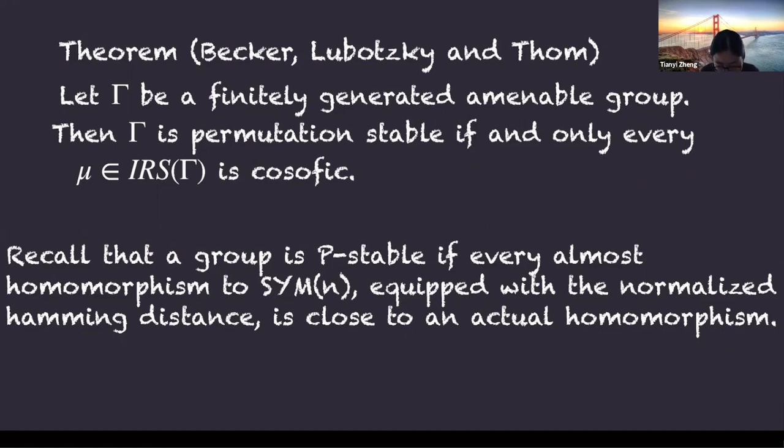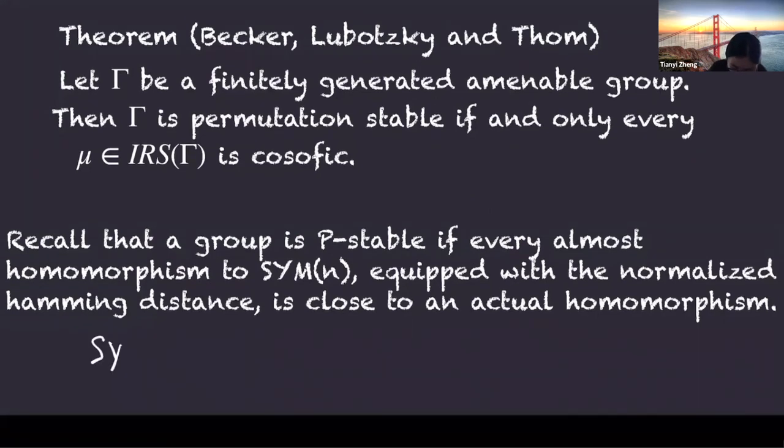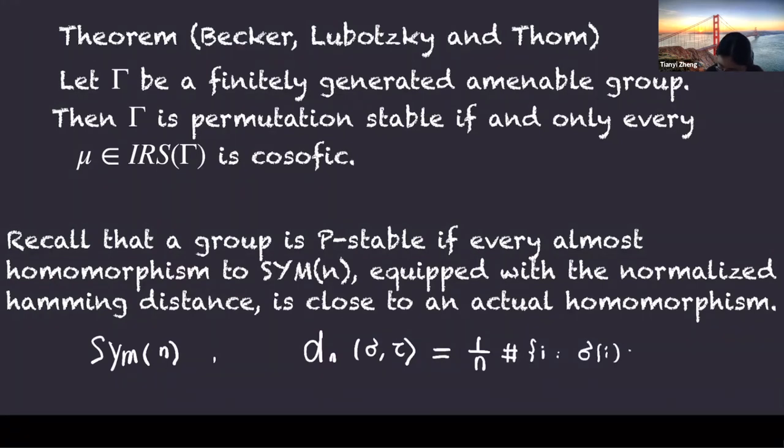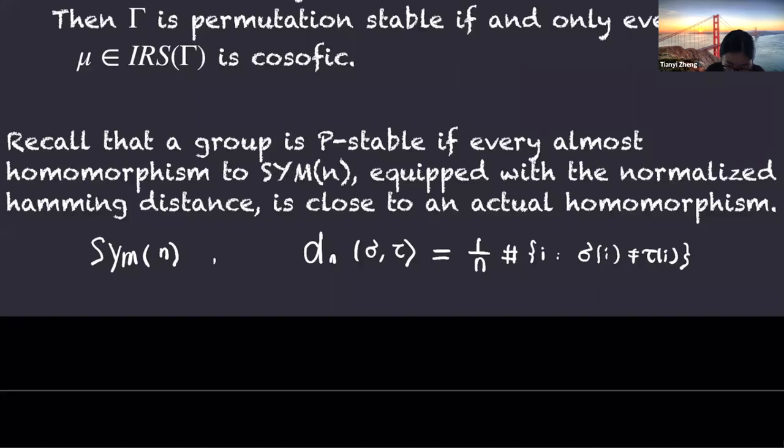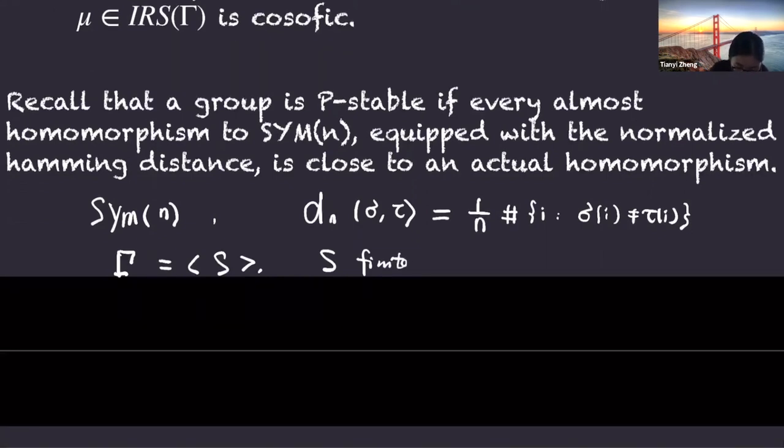The stability notion discussed here is permutation stability. So you consider the symmetric group Sym(n) on n objects and the normalized Hamming distance. The distance between two permutations is 1 over n times the number of points where they are different. Then take a group gamma, and let's assume it's finitely generated. A sequence of almost homomorphisms means that you have, say, phi_n from the group into the symmetric group.